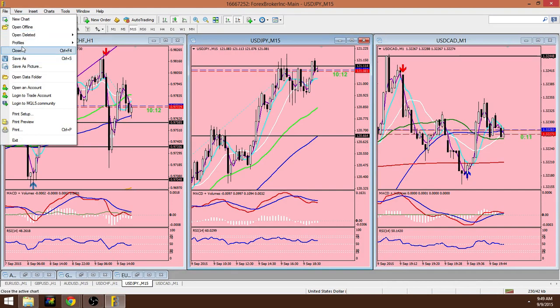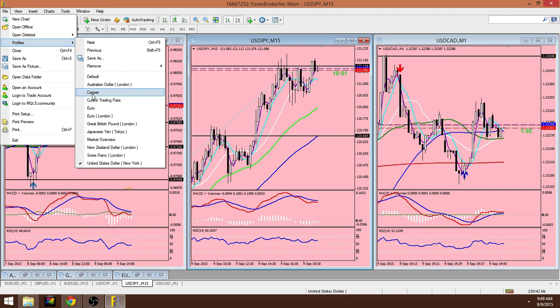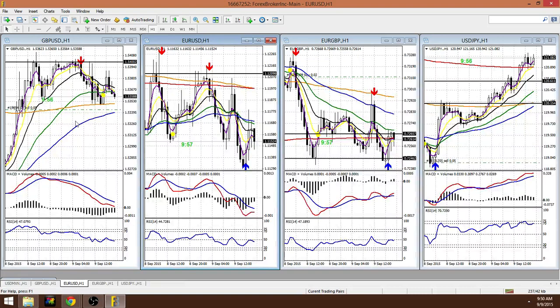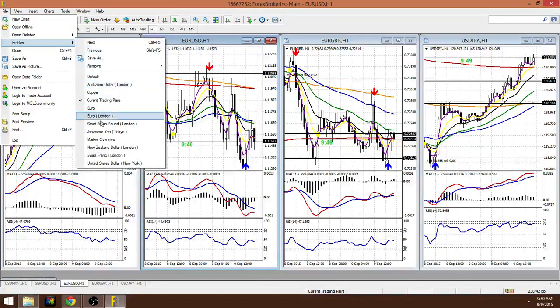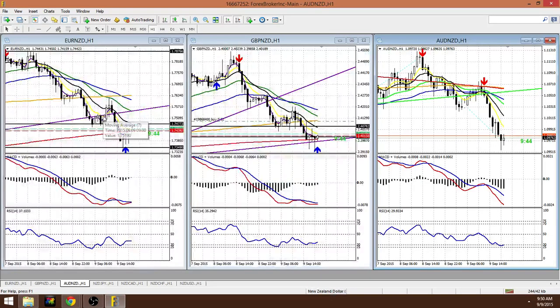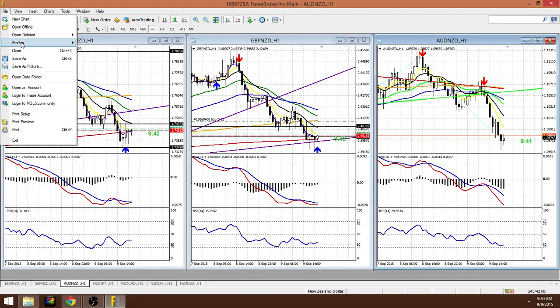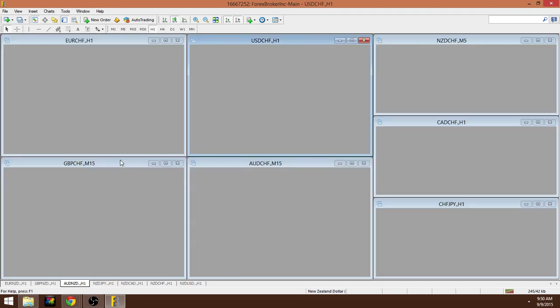I also have a profile. I got the Swiss franc, the New Zealand dollar, the Japanese yen, the Great British pound, the euro. This is the one I was on right now. I got the copper. I got the current trading pairs, what I'm currently trading right now, to keep an eye on them, see what they're doing and whatnot. Also, there's this new thing that I'm doing, and I think I have it on the New Zealand. No, I think it's on the franc. But the New Zealand, I have the same setup, on all of them pretty much.